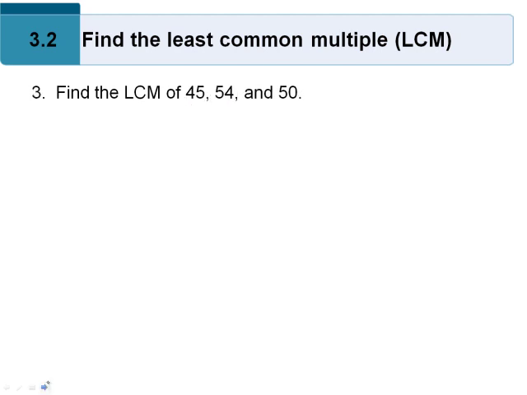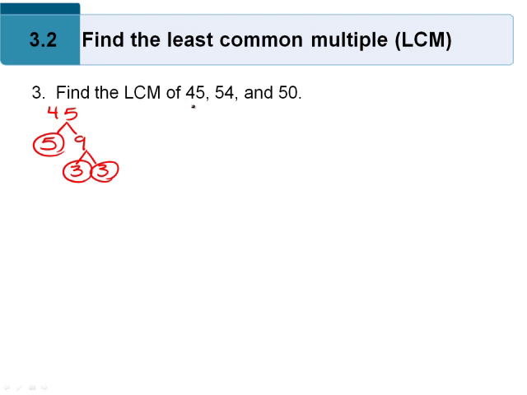Number 3, find the least common multiple of 45, 54, and 50. So now we have three numbers that all have to go into the same number. Okay, so let's start with our prime factorization. We have 45. I'm going to use 5 times 9. 5 is prime, and 9 would be 3 times 3.